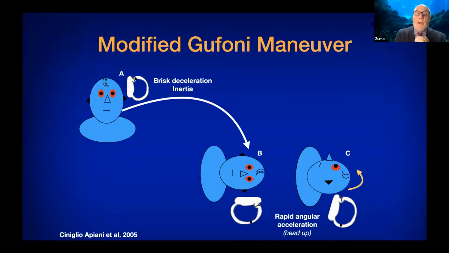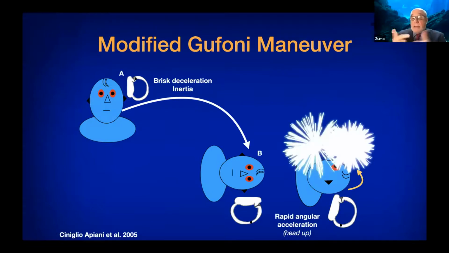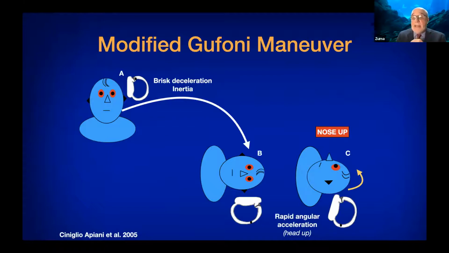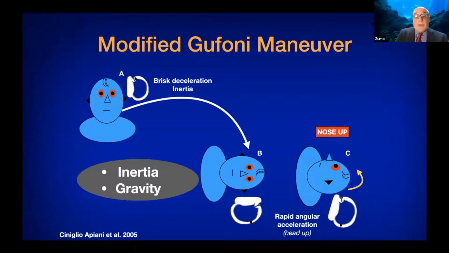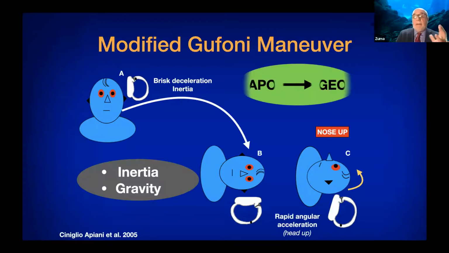The modified Gufoni maneuver is interesting. It starts with the patient at the affected side doing the brisk deceleration and inertia. And after some minutes, turn the head up, nose up, with rapid angular acceleration. This is an interesting maneuver. They use inertia and gravity. And it is important because you can transform apogeotropic into geotropic variant. So you need another maneuver, okay?